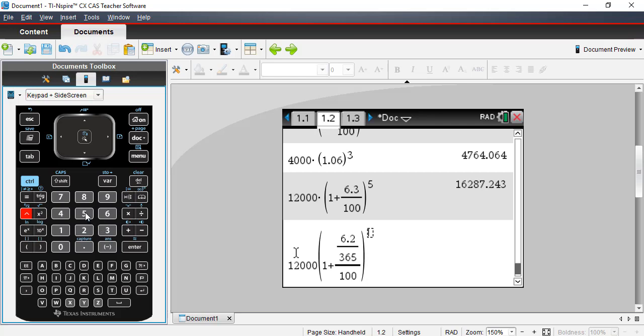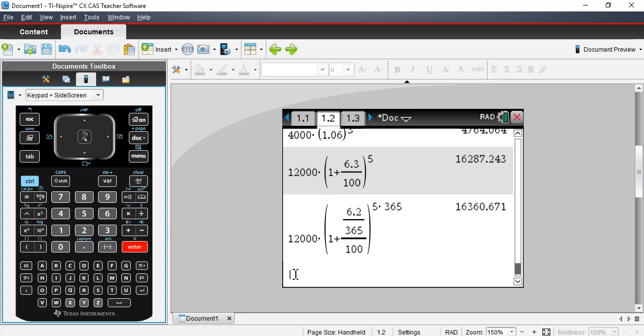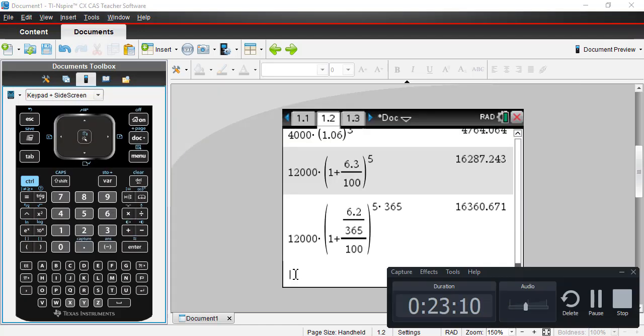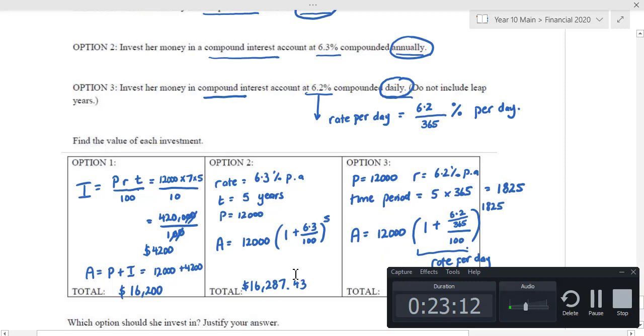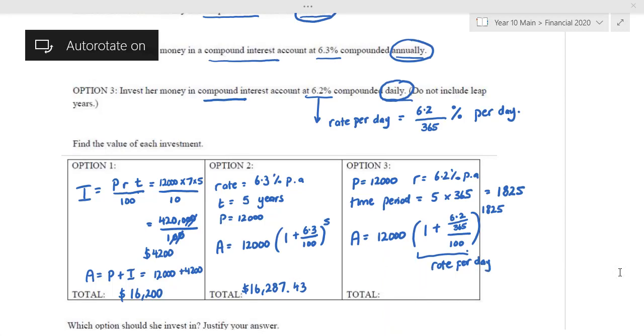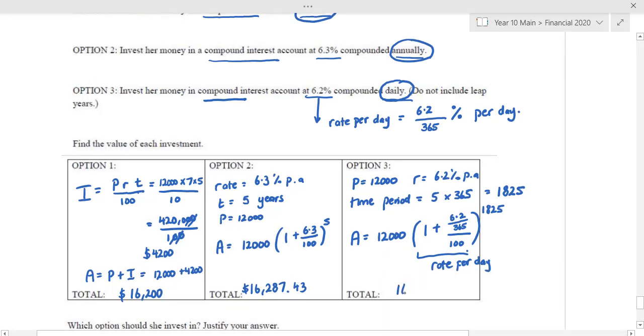I could even do this if you wanted to. You can say 5 years times 365 days. Now, if I do that, that's going to give me $16,360, and I think it was 76 cents.